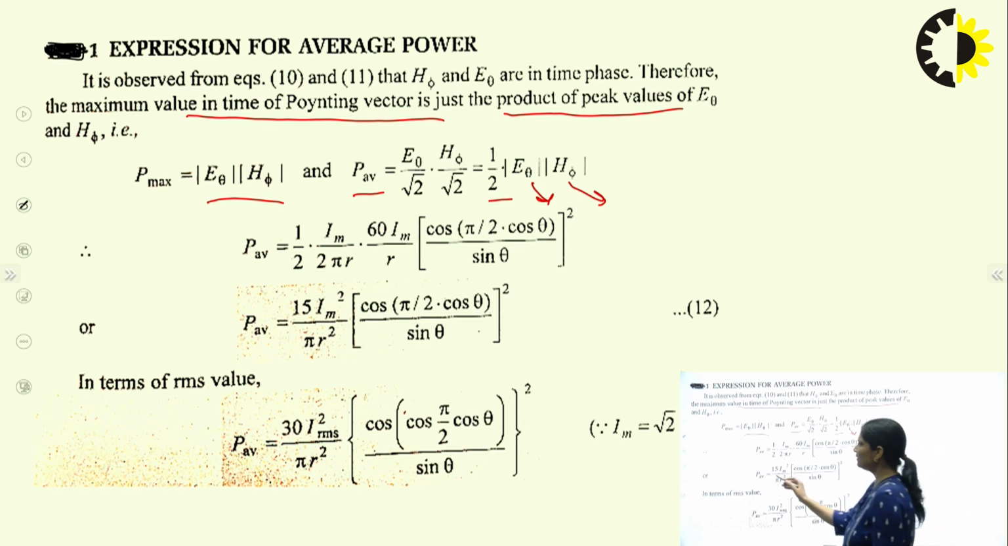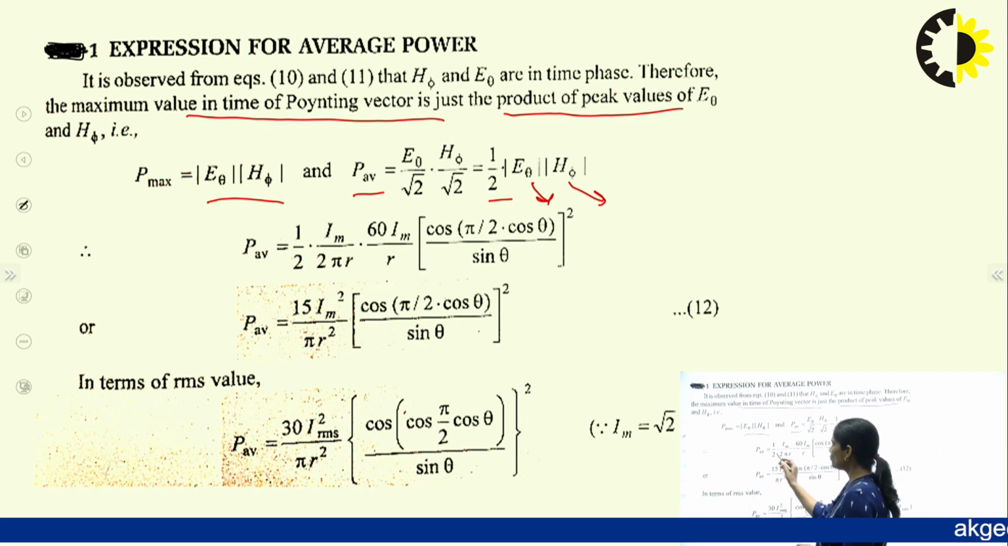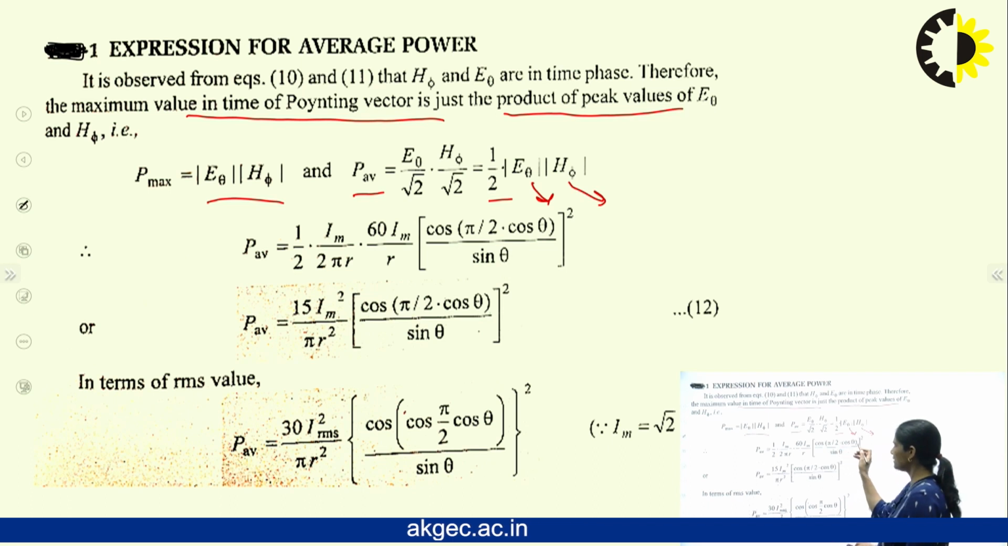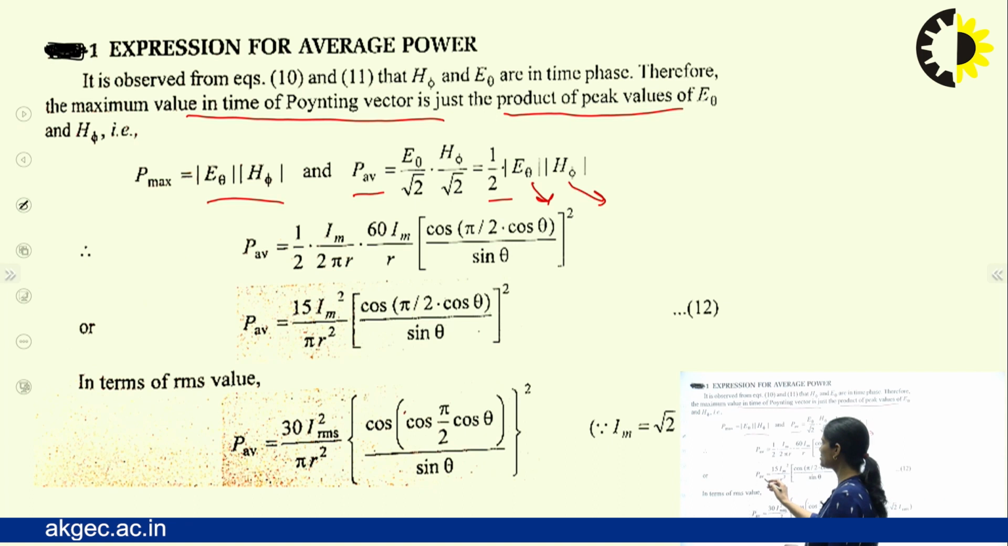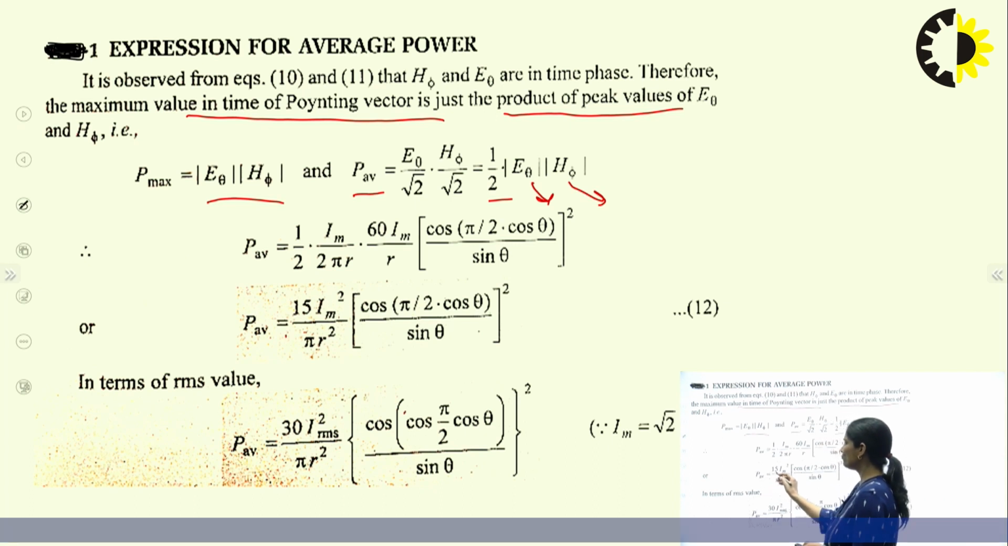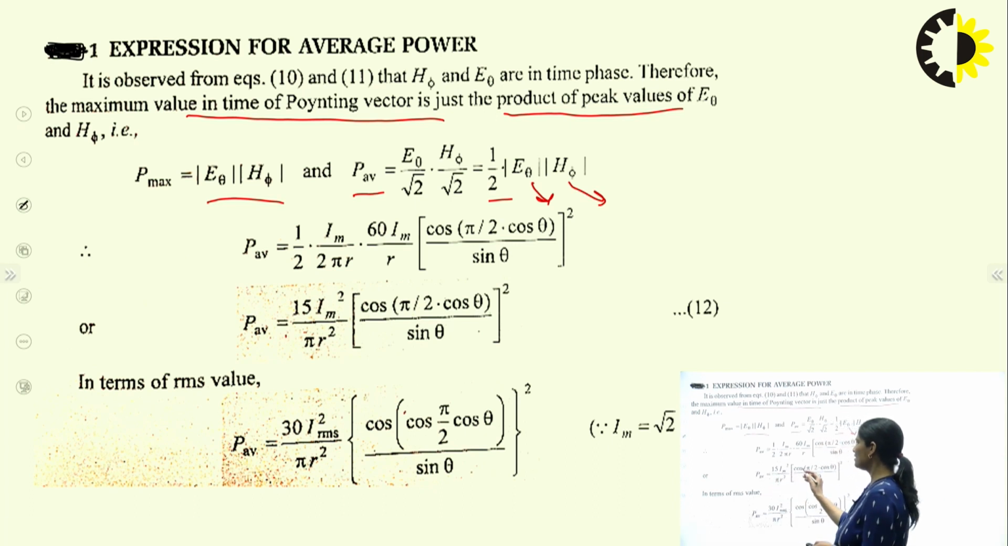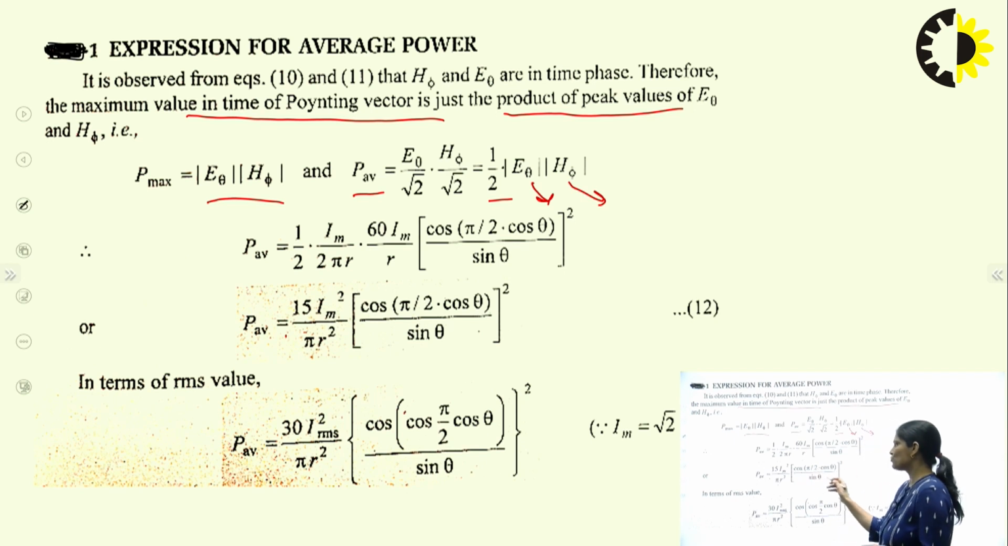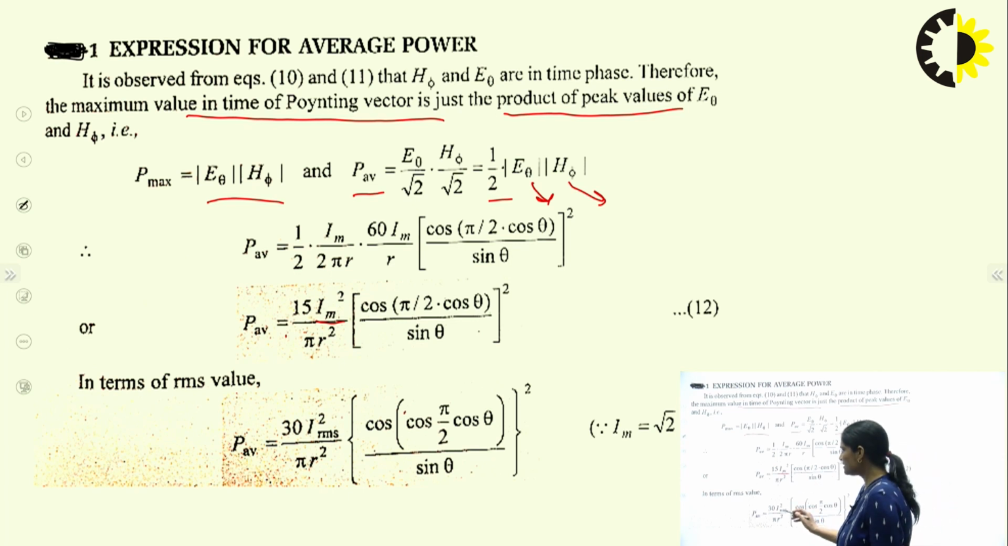So you will get P average is equal to 1 upon 2 pi Im 2 pi r dot 60 Im upon r in bracket cos(pi by 2 cos theta) upon sin theta, whole square. Now after resolving this equation you will get P average is equal to 15 Im square upon pi r square in bracket cos(pi by 2 cos theta) upon sin theta, whole square. Now you have to find it in terms of RMS value. Here this is in terms of I max. So how can we find IRMS?